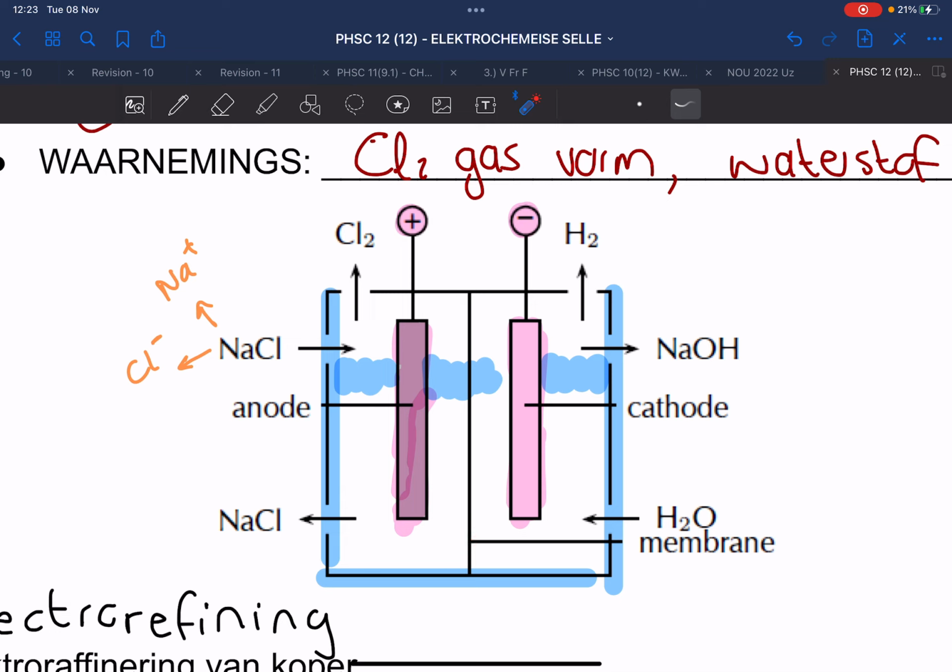Okay. Nou, wie neem nie life sciences nie? Who does not take life sciences? Okay. Goed. So, Lepelo, will you please explain to the class, what is a membrane? A membrane, like in your cells. It's a membrane. Yeah, but what does it do? What does a membrane allow? It allows. Okay, good.